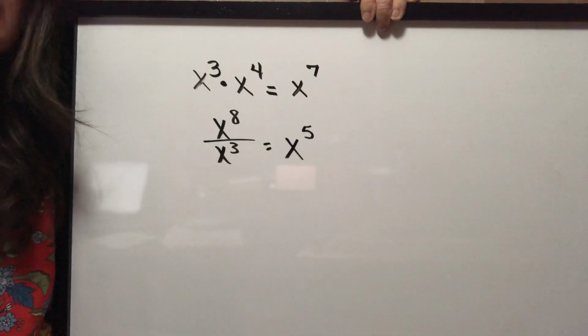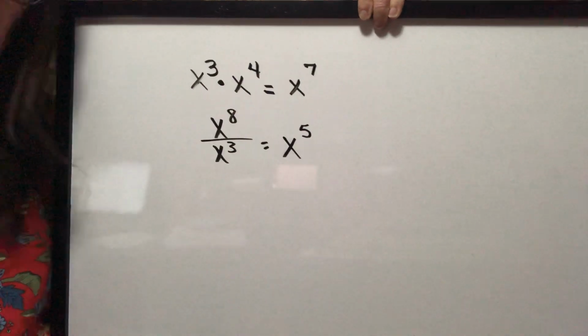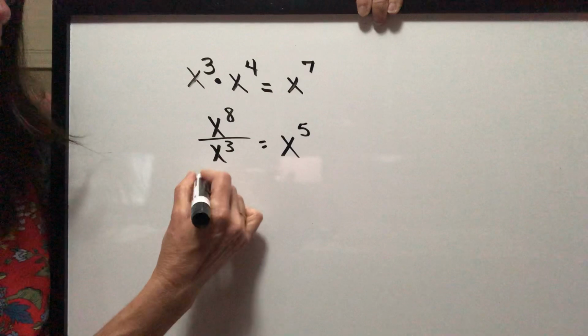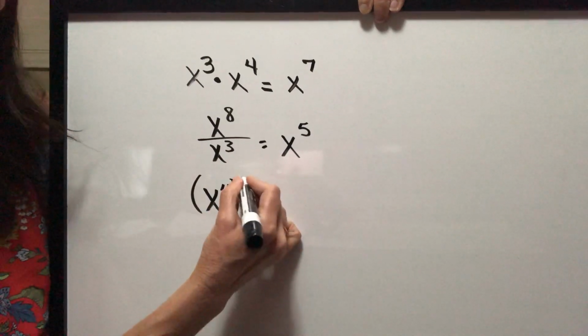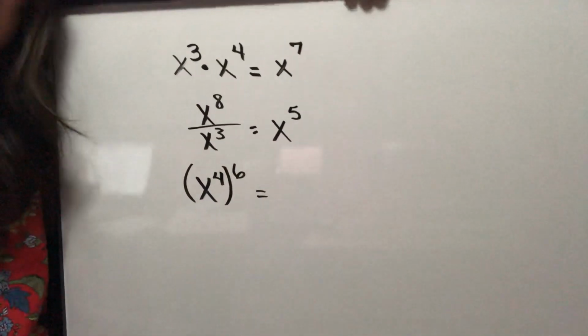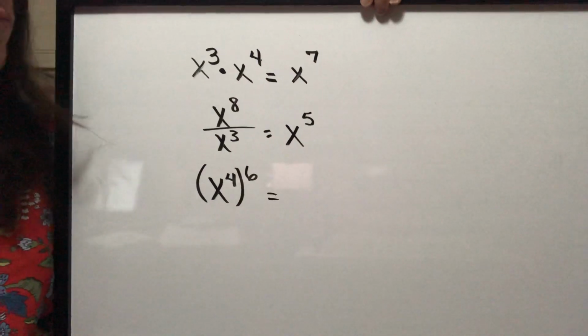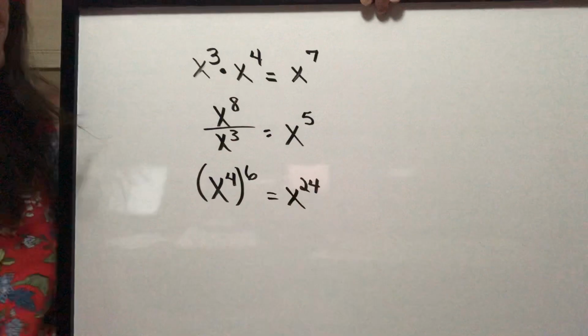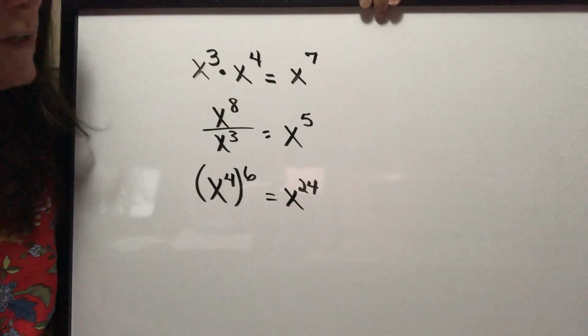And then the other rule that you learned, there were more, but the one we're going to look at today is what if you had something like x to the 4th and then you raise that to the 6th. So you're raising a power to another power. The rule is to multiply those numbers, so 4 times 6 would be 24. So that is called the power property of exponents.